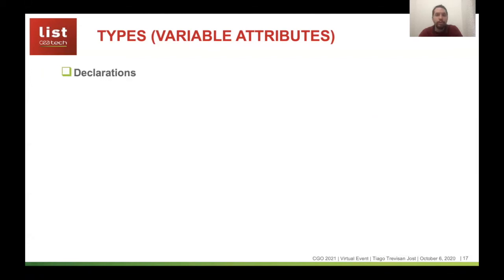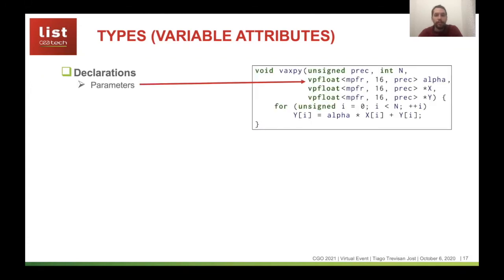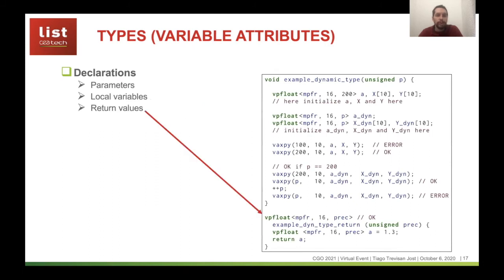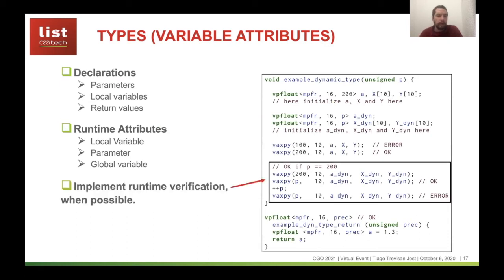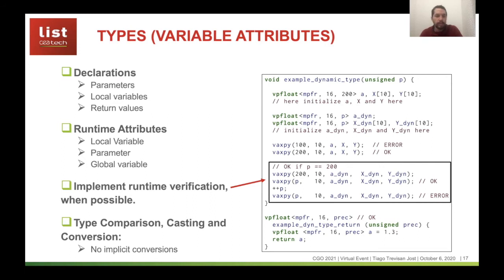Types with variable attributes can either be parameters, local variables, or return values. And runtime attributes can be local variables, parameters, or global variables. We implement runtime verification whenever possible to guarantee that the types are being formed properly. In terms of type conversions, comparison, and casting, we implement no implicit conversion, so it's up to the user to decide what conversion needs to be done.